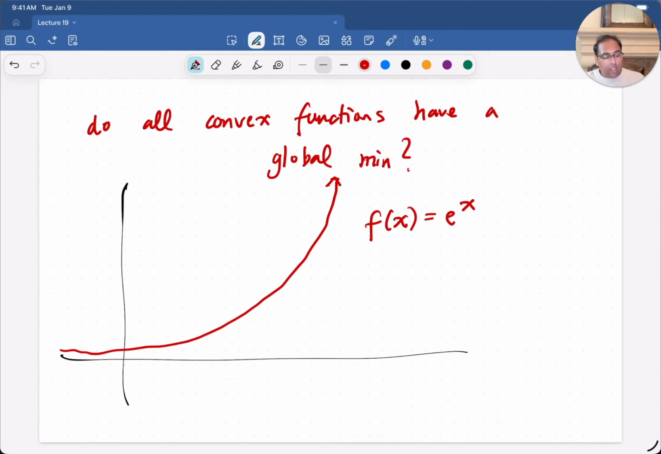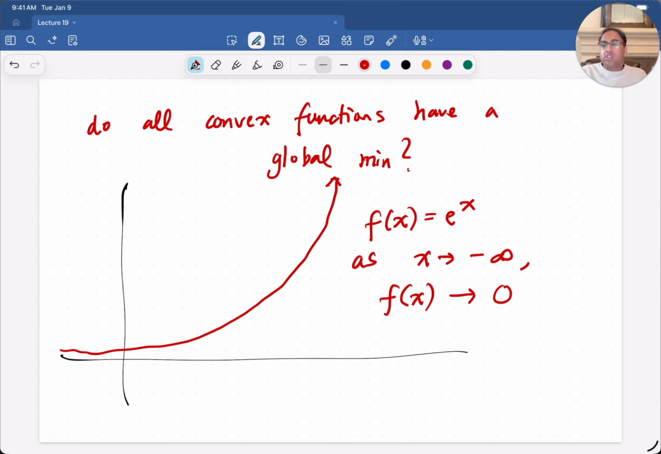Now, you might say the global minimum of this is 0. And it's true that as x gets smaller and smaller, that is, as x approaches negative infinity, f of x approaches 0. But 0 is not a global minimum of e to the x because there's no input to f that gives you 0 as an output. No x makes f of x equal to 0, which means it's not a global minimum because it's not a possible output of f.